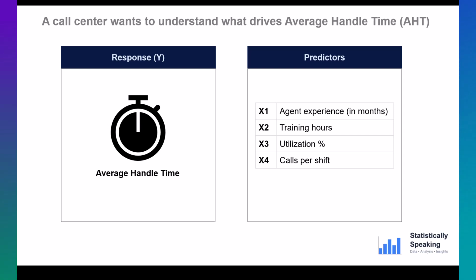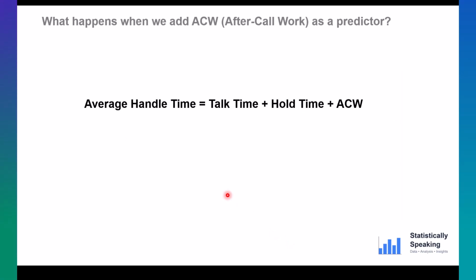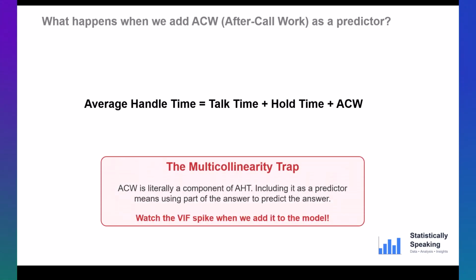We know that AHT includes after call work. Here is the standard formula for AHT. It includes talk time, hold time, and ACW. What we are going to do in our analysis is first run it without ACW, and then we'll treat ACW as a separate component and try to use it as a predictor. That's what will lead to a spike in our VIF, and that's what we call the multicollinearity trap.